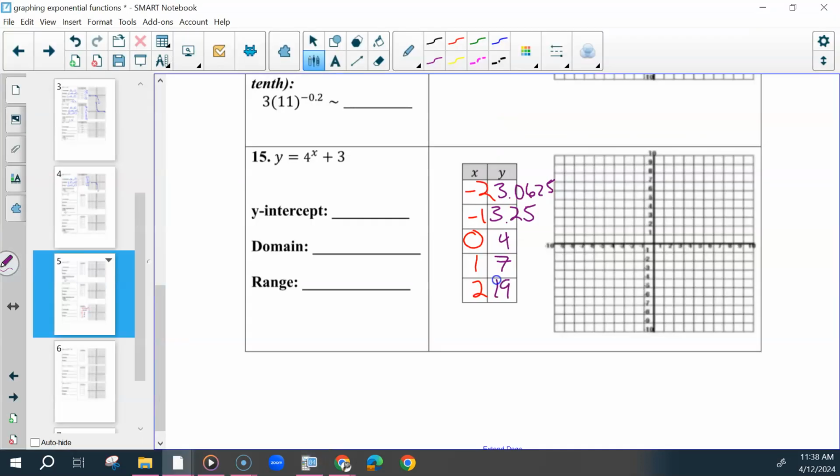If you would put those in for x, 4 to the negative second would be 1/16 plus 3. Figure out what that is. 4 to the negative 1 would be 1/4 plus 3. 4 to the 0 is 1 plus 3. 4 to the first is 4 plus 3. And then 4 squared is 16 plus 3. So you can do it either way. And then graph those.